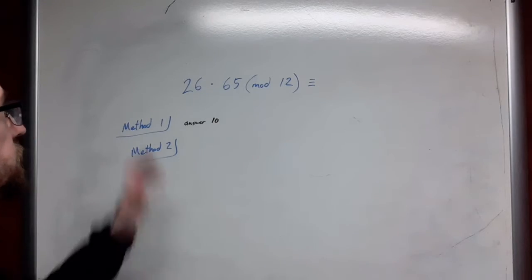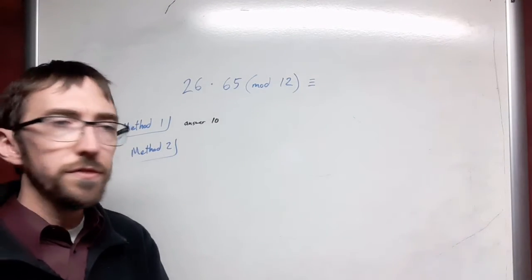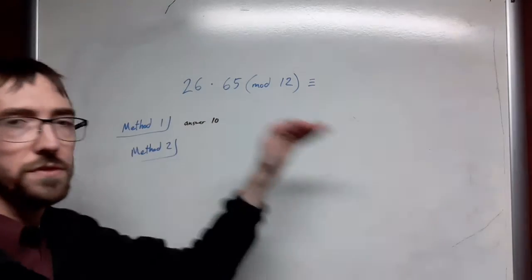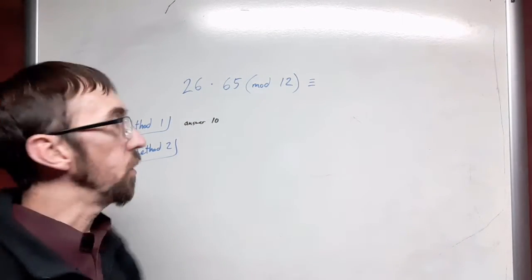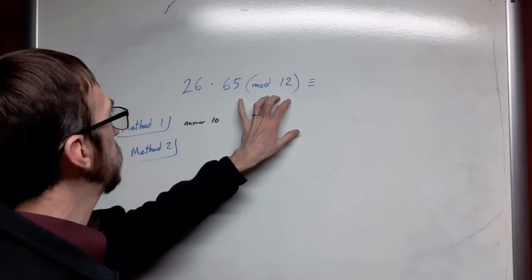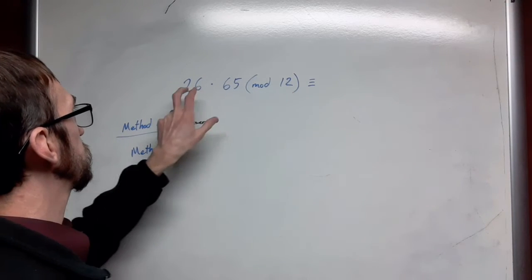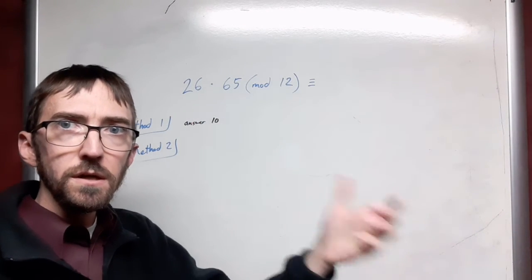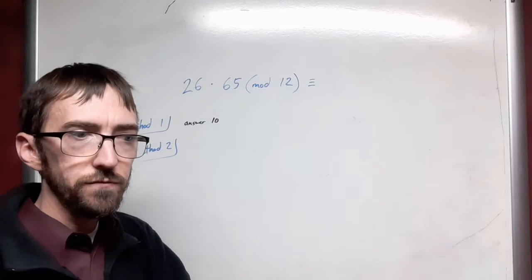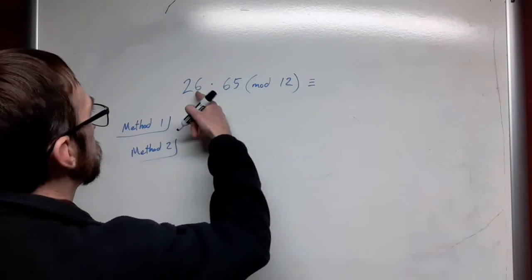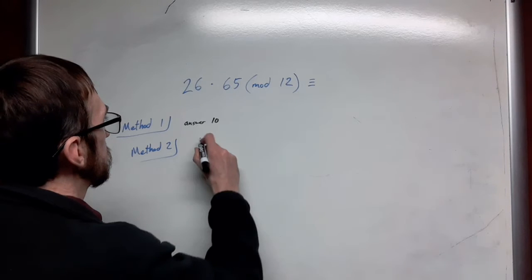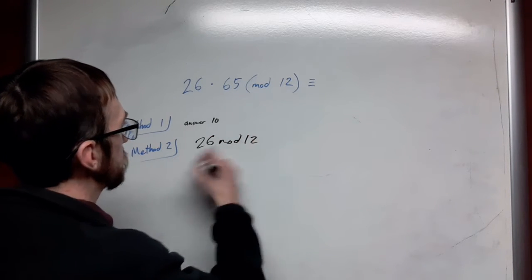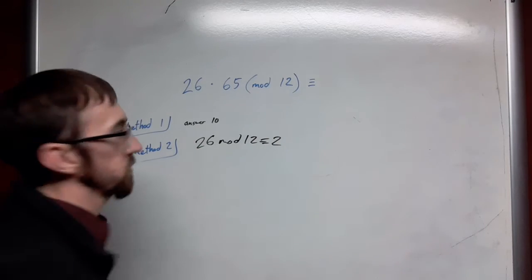All right, the second method is we're going to apply a theorem. We have a theorem that tells us that we can look at these individually, apply the modulus, and then multiply, and we will get the same result. So 26 mod 12, so how many times will 12 go into 26? Well, it'll go twice. 24 is as close as you can get. 26 minus 24 is 2. So this number is going to be congruent to 2. So we're looking at 26 mod 12 being congruent to 2.